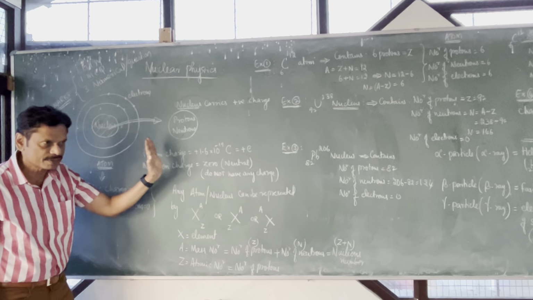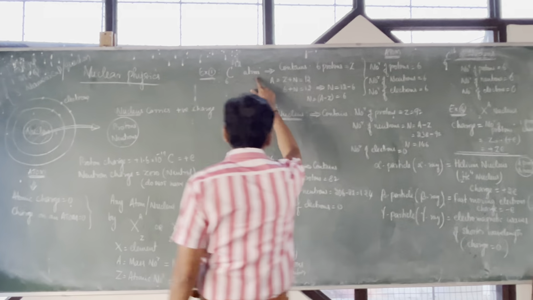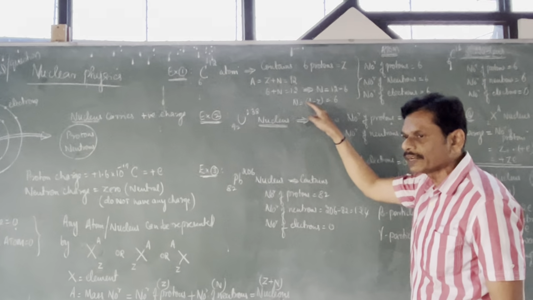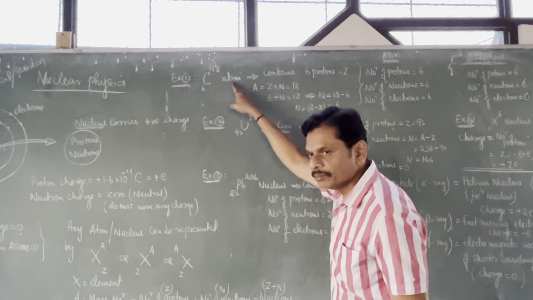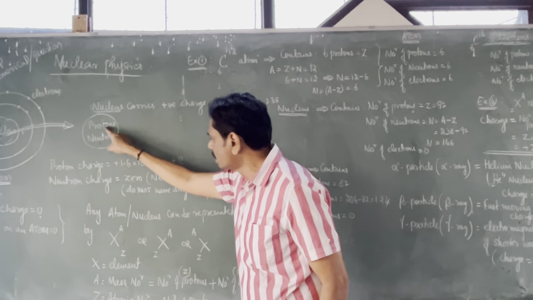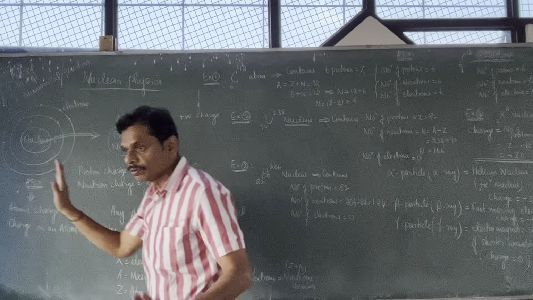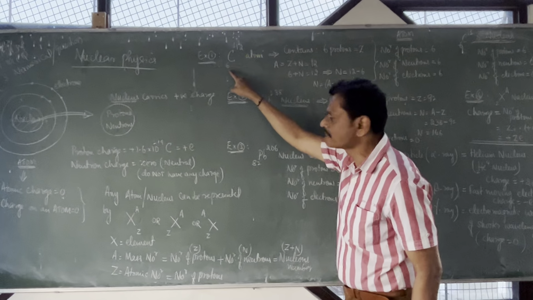Here, orbital electrons. Now consider an atom here. This atom contains how many protons, how many neutrons, how many electrons? This is the question that we are going to frame. Since it is an atom, it contains protons, neutrons, and also electrons. Don't forget, since it is an atom. So I will consider here, it is A, this is Z.